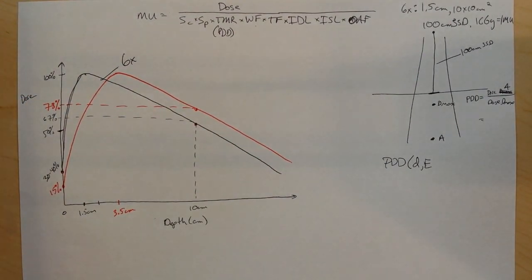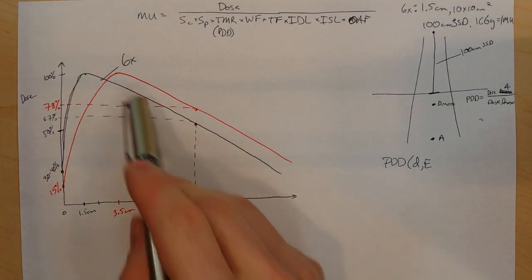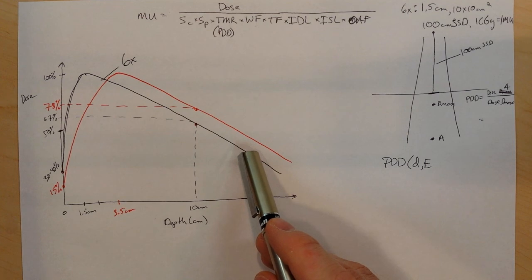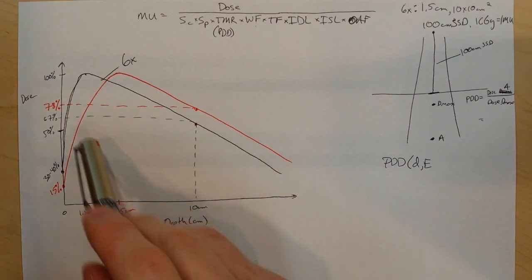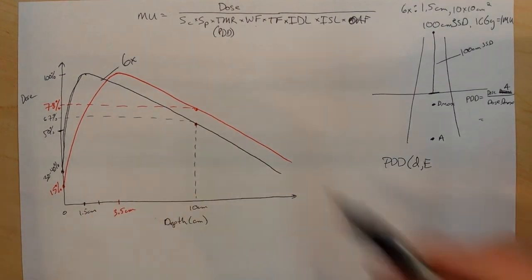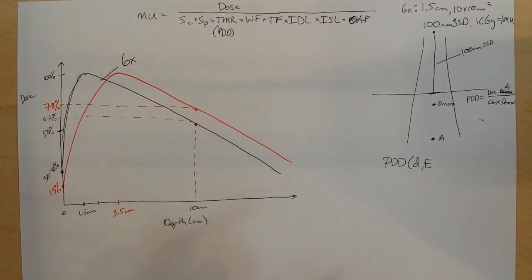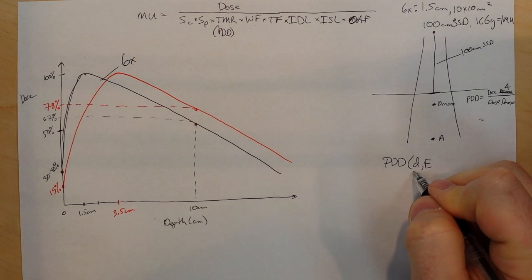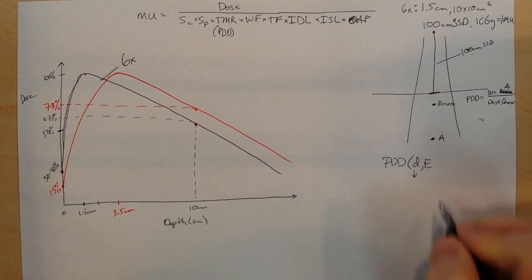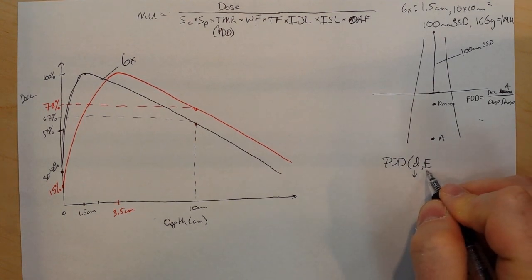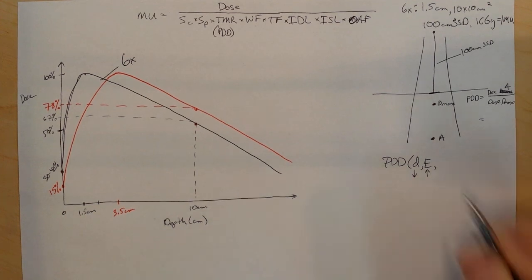So how does percent depth dose change with energy? It increases. How does percent depth dose change with depth? As we increase the depth, percent depth dose decreases. As we increase the energy at a relative depth, percent depth dose increases. So as we go deeper, percent depth dose goes down. As we go higher energy, percent depth dose goes up.